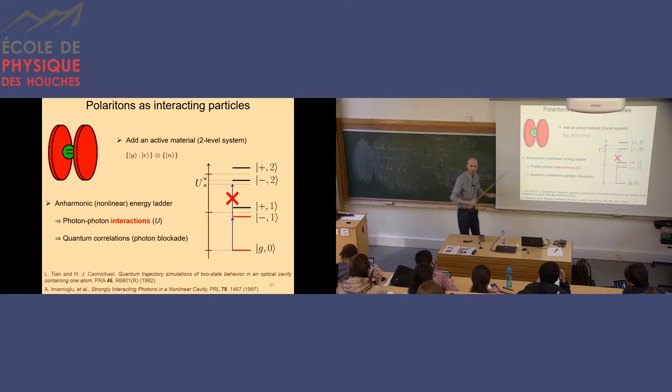And so this can be interpreted as an interaction term. You have an energy penalty to give to your system if you want to introduce an extra particle. So this is the effective interaction between photons that we get by working in a strong coupling regime between a two-level emitter and a cavity mode.